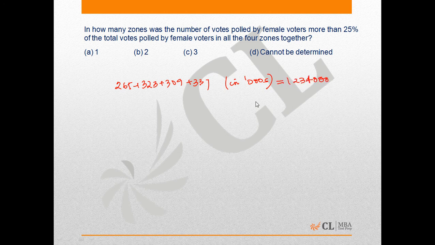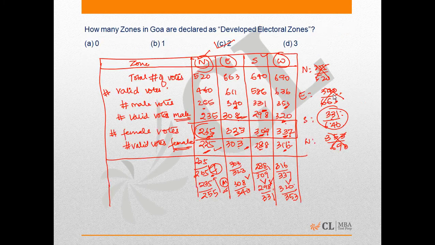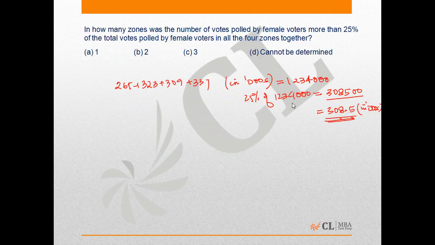1234000. Now 25% of 1234000 is 308500, as in 308.5 in thousands. So we have to look for the values of female voters which is larger than 308.5. So larger than 308.5 we have East Zone, South Zone and West Zone. So there are 3 zones that follow the question. Hence the answer for the 50th is third.